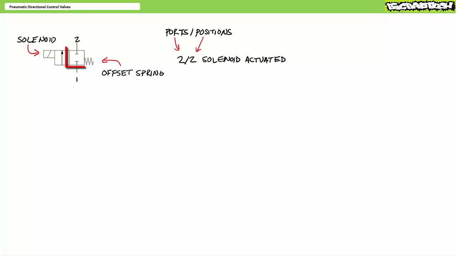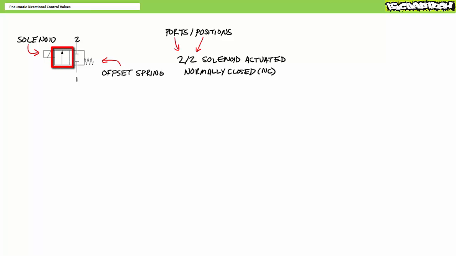In the position on the right, passage from 1 to 2 is closed, as indicated by the block T's. The spring on the right-hand side ensures the directional control valve is offset into this closed position in the deactivated state. For this reason, one might also refer to this directional control valve as a 2x2, solenoid-operated, normally closed directional control valve. Normally closed is sometimes abbreviated NC.